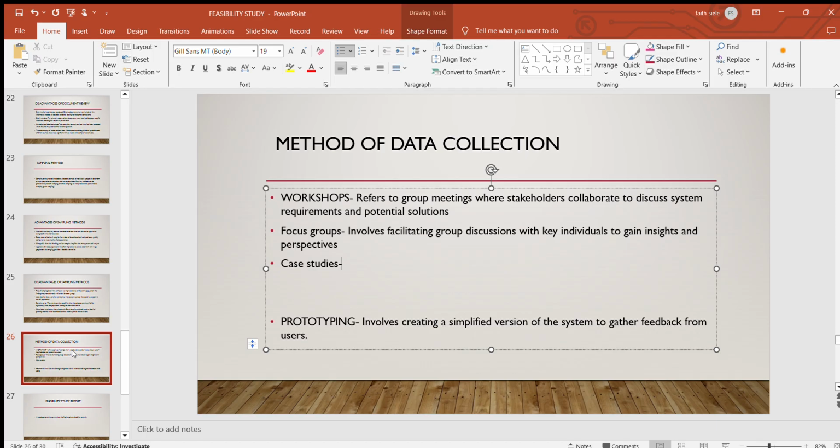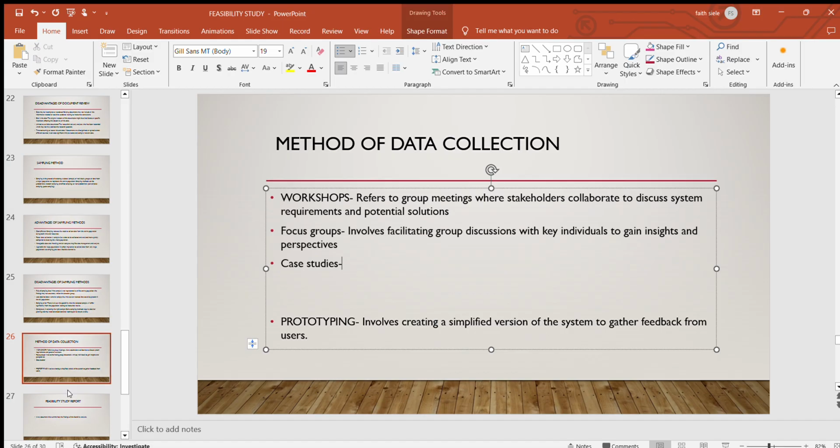So we say that choosing the appropriate data gathering method really depends on various factors. So it's upon the one gathering data to choose the appropriate method, which will be very effective to collect data.